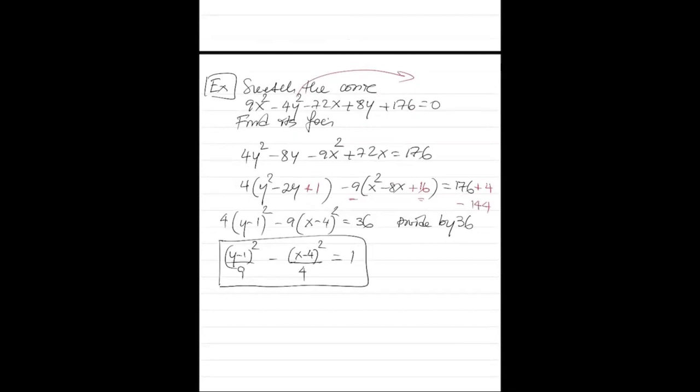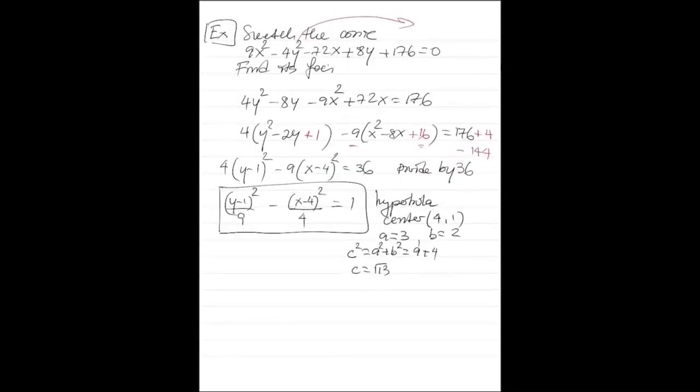And we can recognize this is a hyperbola with a shifted center. So the center of this hyperbola is 4, 1. And a is 3. That's a squared is 9, so a is 3. B is 2. C, how are we going to find C? So we have c squared equals a squared plus b squared for a hyperbola. So that's 9 plus 4. So c squared is 13.